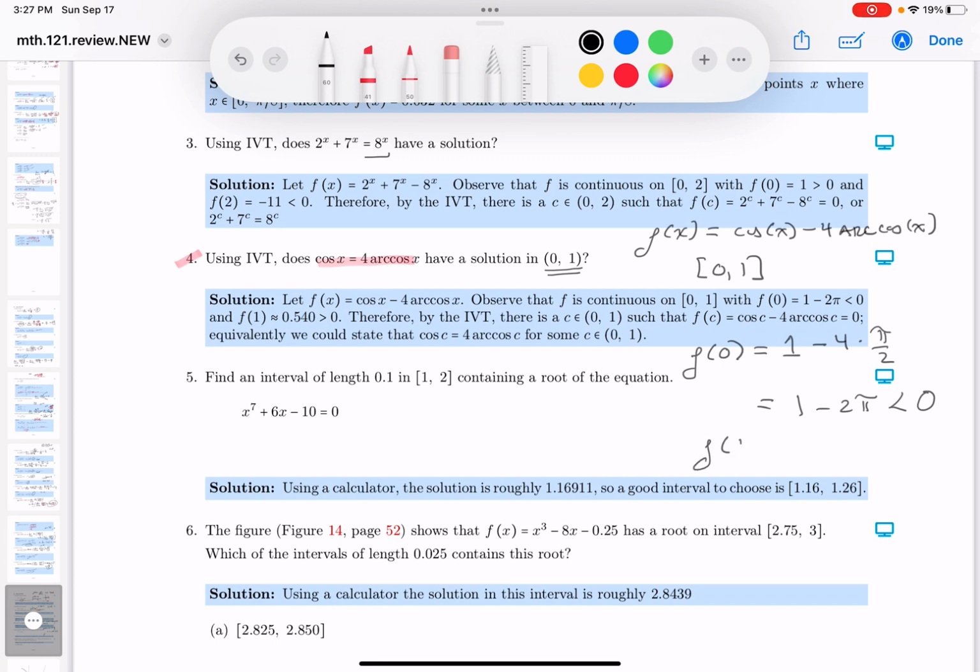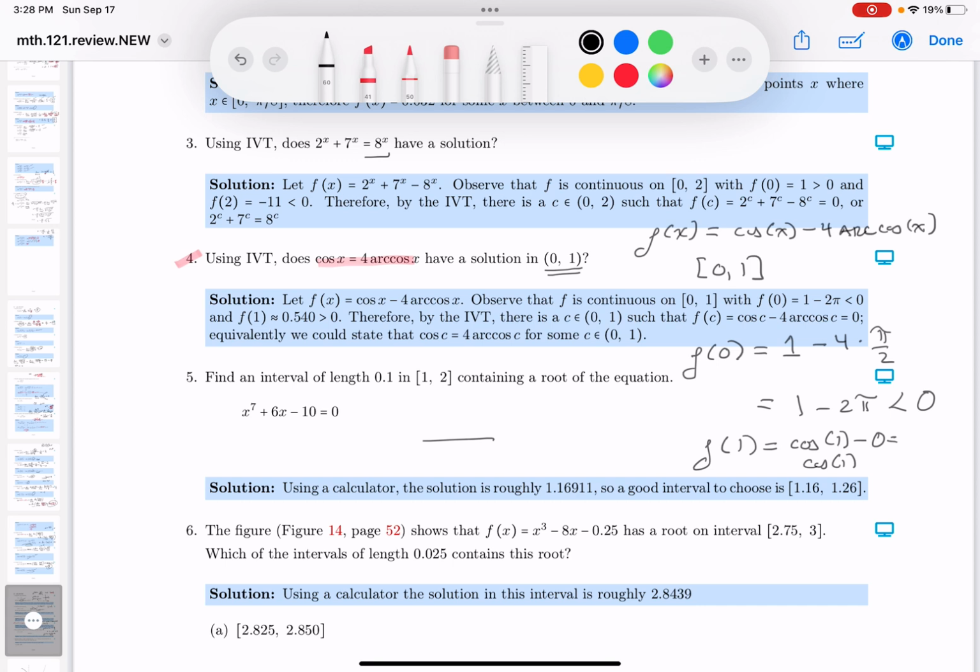So I'm going to try the 1. And what do you get there? Well, cosine of 1, a little kind of difficult, but I could still write it down. And then minus 4 arc cosine of 1. And the arc cosine of 1 is 0. So then what do you get over here? You get cosine of 1. Now, what do I know about the cosine of 1?